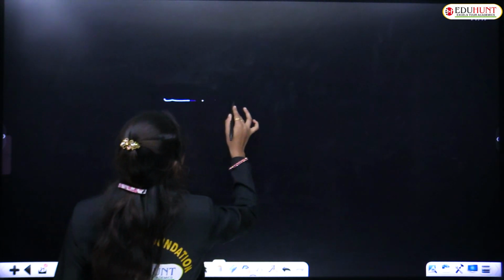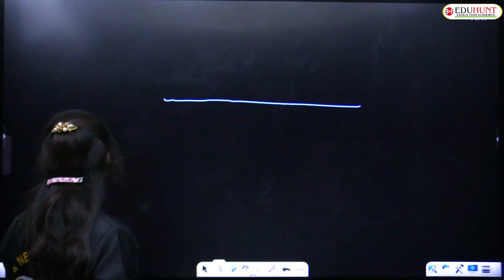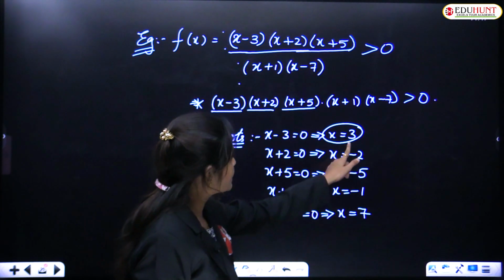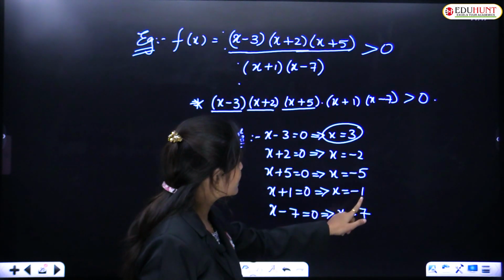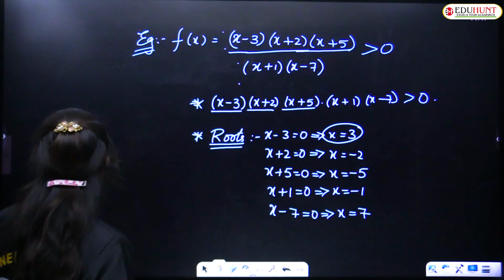So draw a number line. Okay, we know that number line, right? So here, just to point out the values: plus 3, minus 2, minus 5, minus 1, 7. Okay, so what are the values?